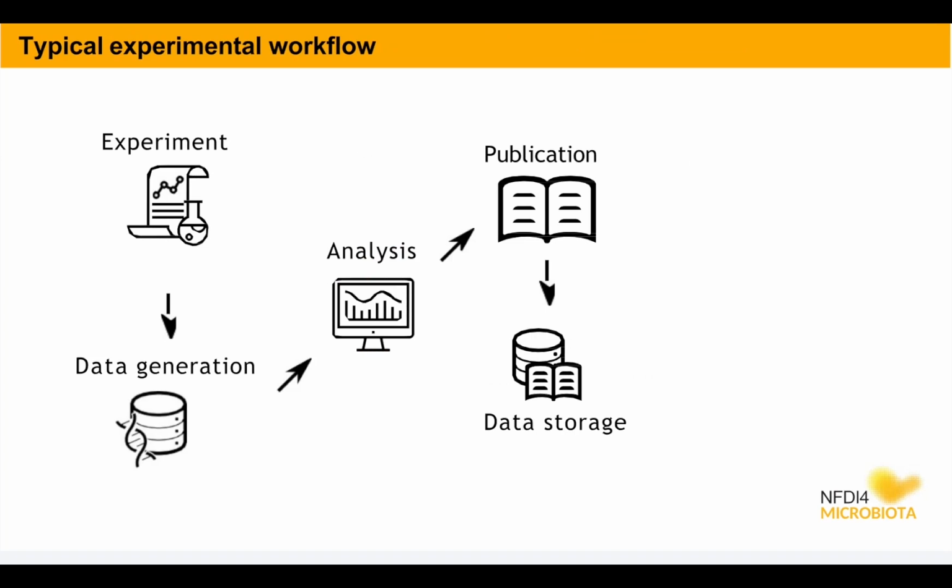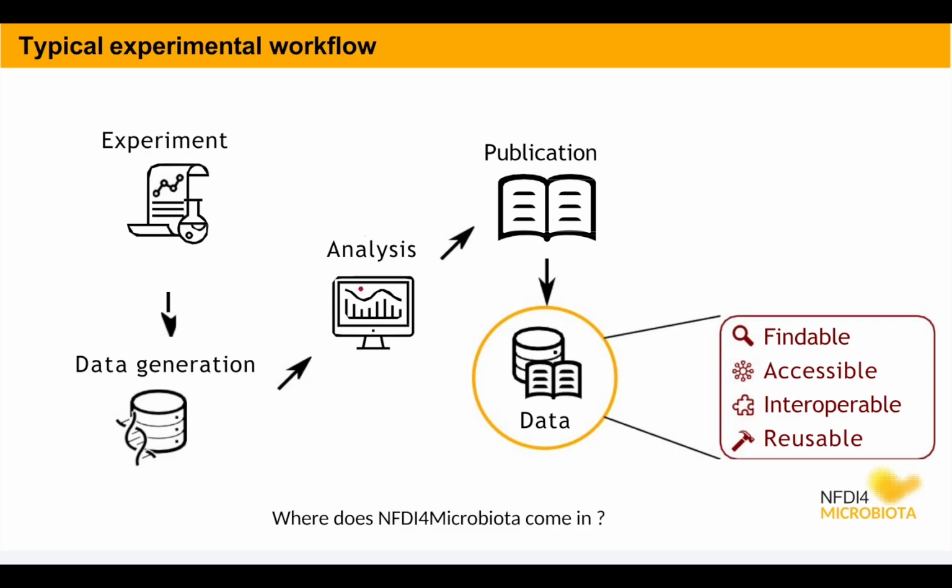What does this look like? So if you have a typical experimental workflow, as a biologist, you think of an experiment, you perform it, and you generate data. This is then analyzed, and after a while, if you're lucky, published, and then the connecting data has to be stored somewhere and connected to your publication so that others can find it. Ideally, this data has to adhere to the FAIR criteria, meaning findable, accessible, interoperable, and reusable. I'm sure you heard this phrase before. But what does this actually mean? How do we achieve this?